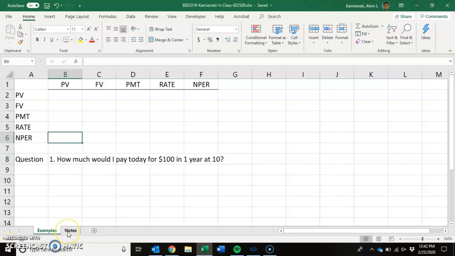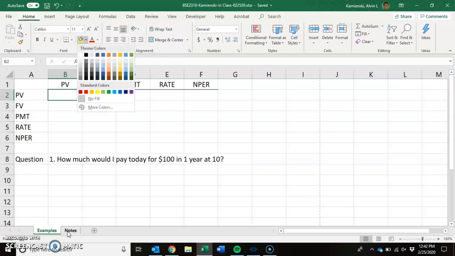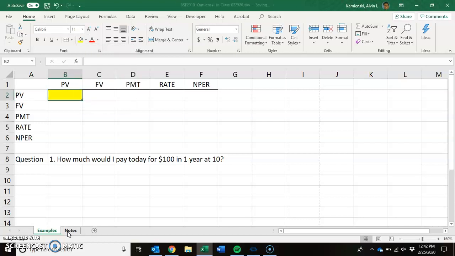Whenever we ask the question, how much would I pay today, we're asking to solve for present value. Make that cell yellow. It's Alt H H, or it's under your home screen for fill colors. How much would I pay today means yellow. Solve for present value.